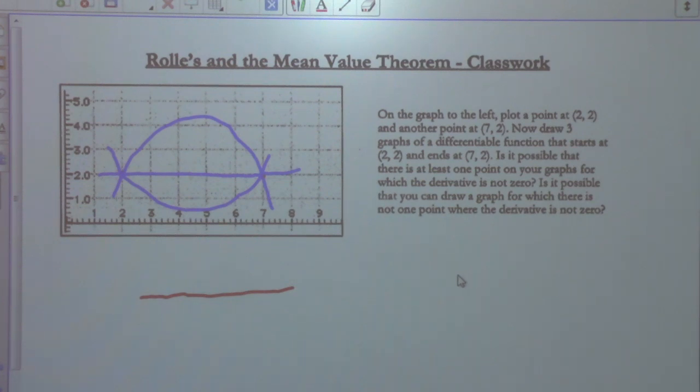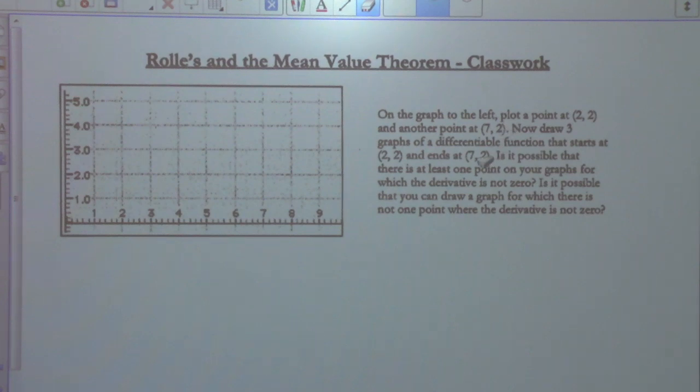No. It is no, and then it said, is it possible that you draw a graph for which there is not one point where the derivative is not zero? Boy, that's twisted logic. But the first question here, no, and what does that demonstrate? What is the theorem that is demonstrated by the answer to that question? Starts with an R. Rolle's theorem, okay? Because the derivative is zero. That's what Rolle's theorem is.